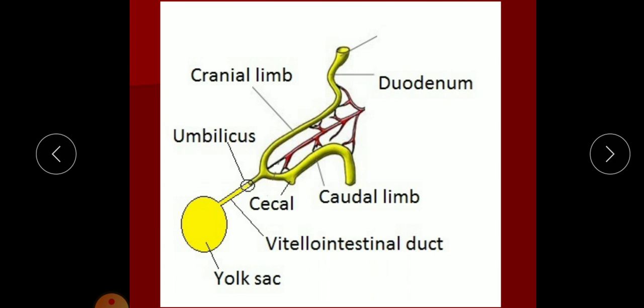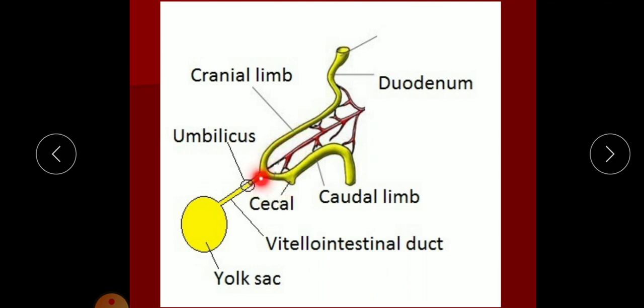So look at that. This is how you get it. This is your midgut loop. The base of the midgut loop will be attached to the posterior abdominal wall by the mesentery. And then you find the superior mesenteric artery will be passing through the mesentery to reach the apex. This will be the apex of your midgut loop.